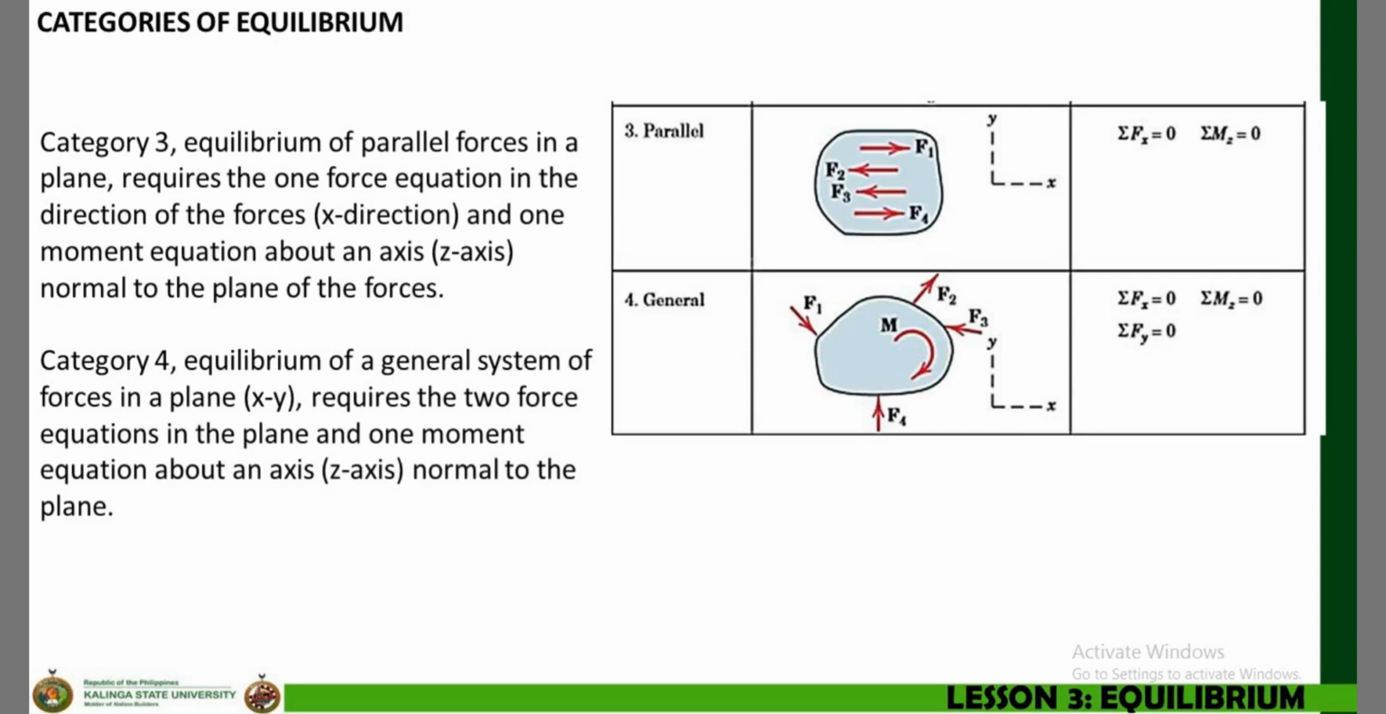Kapag namang category 4, this is the equilibrium of general system. Dito na, yung category 4 kasi, combination na siya ng different forces. Meron kang makikita doon na parallel force, may concurrent forces, merong collinear forces, and meron din siyang moment. So kapag category 4 na siya, we are using the three static equations: summation of forces along the x-axis, summation of forces along the y-axis, and summation of moments.